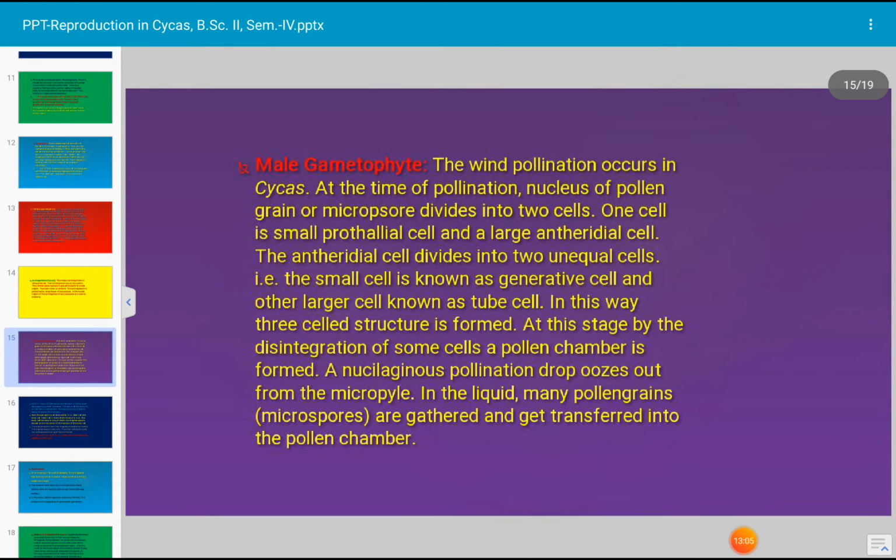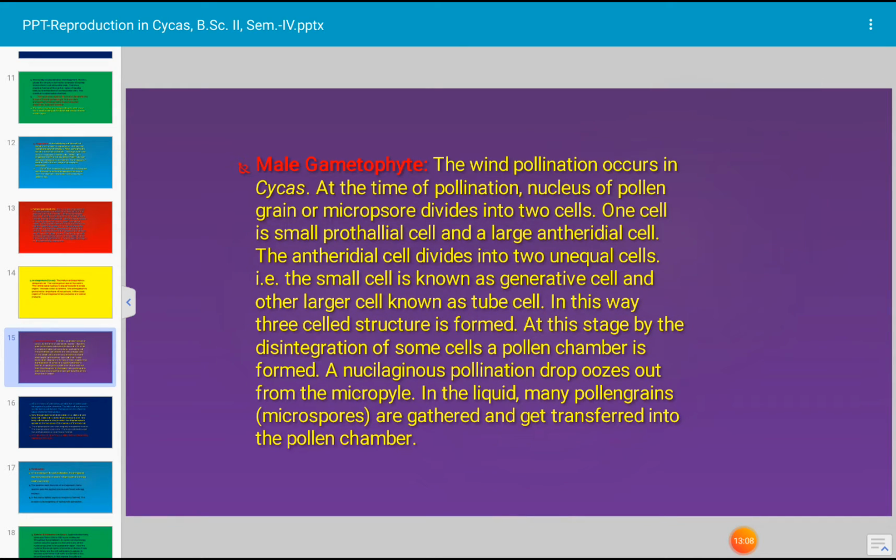Next, let us see the male gametophyte of Cycas. Wind pollination occurs in Cycas. At the time of pollination, the nucleus of the pollen grain or microspore divides into 2 cells. One cell is a small prothallial cell and another is a large antheridial cell. The antheridial cell divides into 2 unequal cells, that is, the small cell is known as the generative cell and the larger cell is known as the tube cell. In this way, a 3-cell structure is formed.